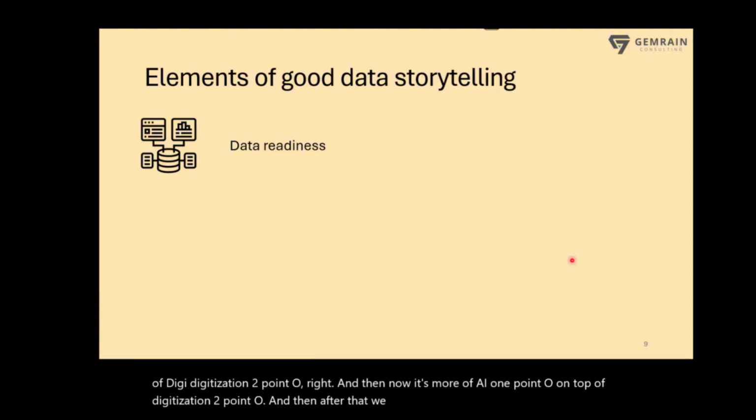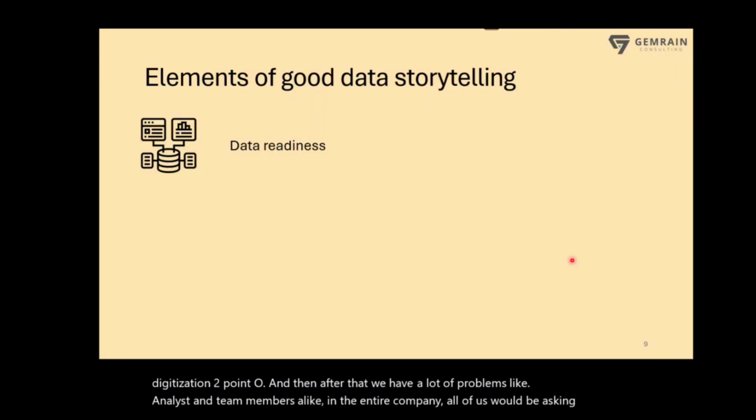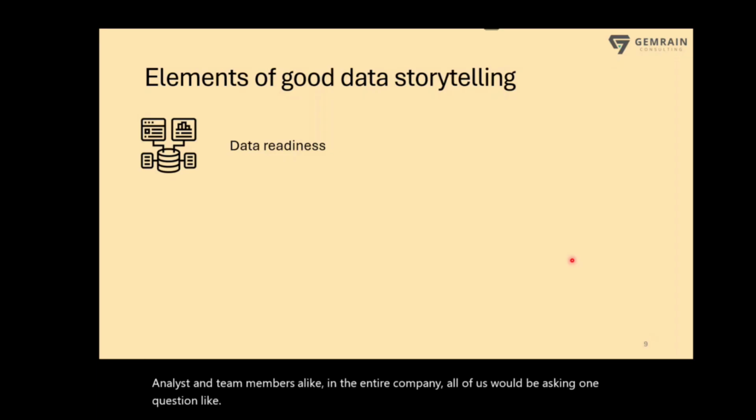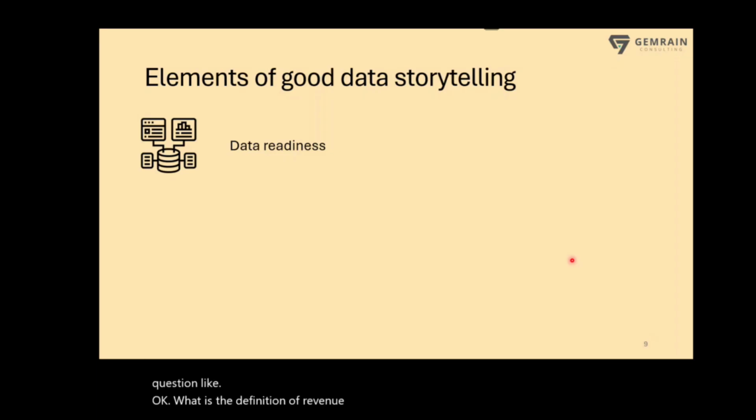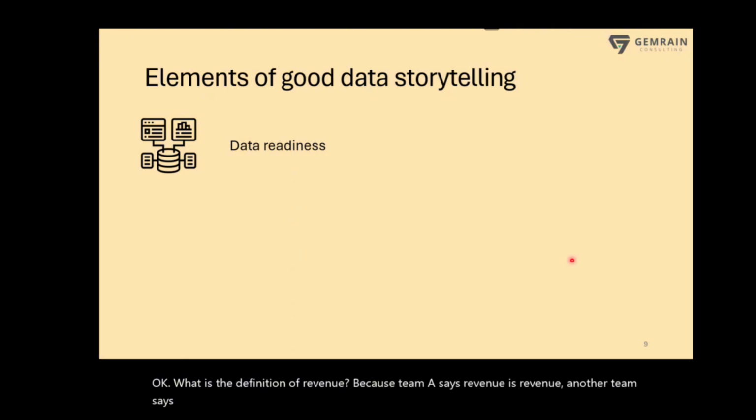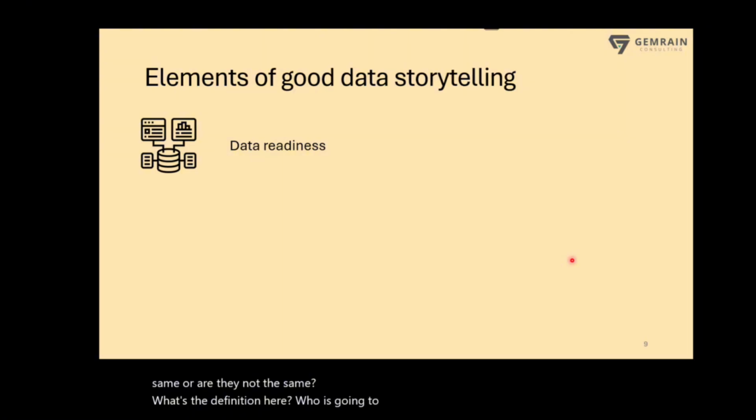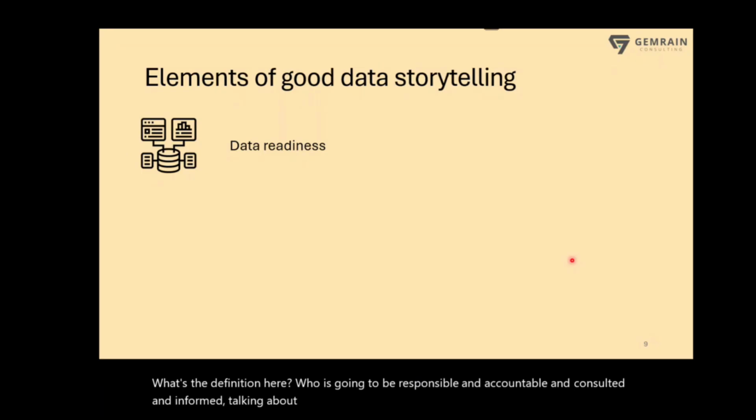we have a lot of problems, like analysts and team members alike in the entire company. All of us would be asking one question: okay, what is the definition of revenue? Because team A says revenue is revenue, another team says that is sales, another team says that is turnover. So do they all mean the same or are they not the same? What's the definition here? Who is going to be responsible and accountable and consulted and informed? I'm talking about the RACI matrix, right?